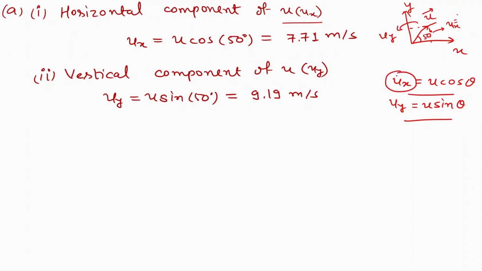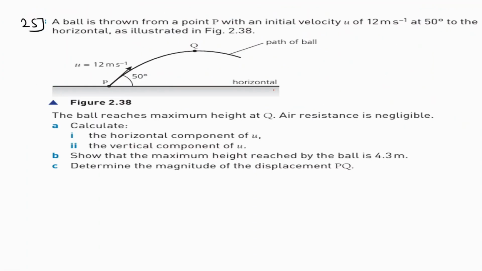ux is the horizontal component of the initial velocity, and uy is the vertical component. Put the values: u cos 50 degrees, and we get 7.71 meters per second. For the second, u sin theta, and you will get 9.19 meters per second. This is about question A.